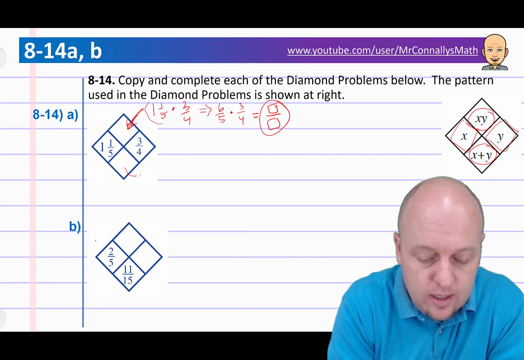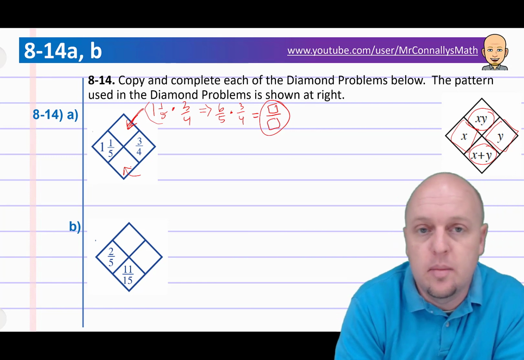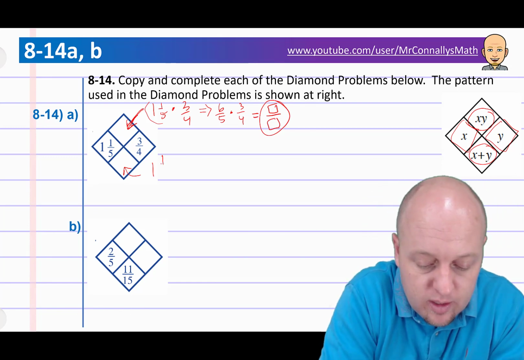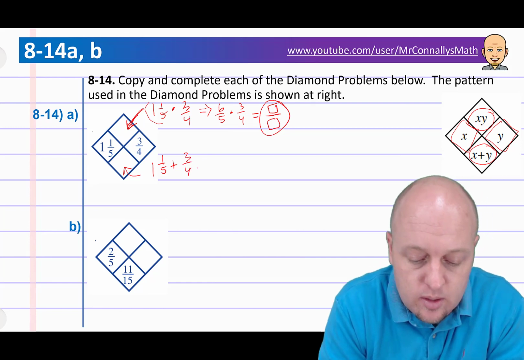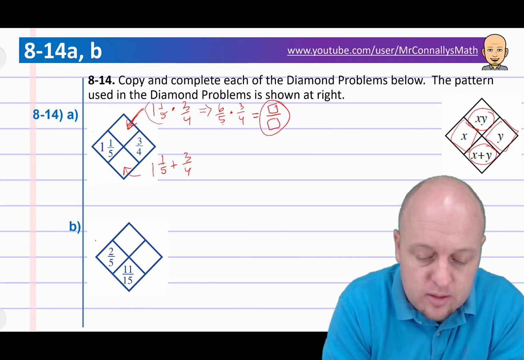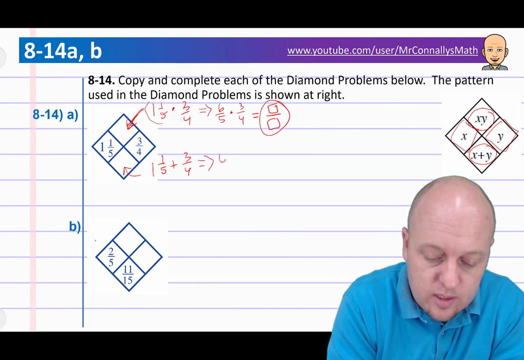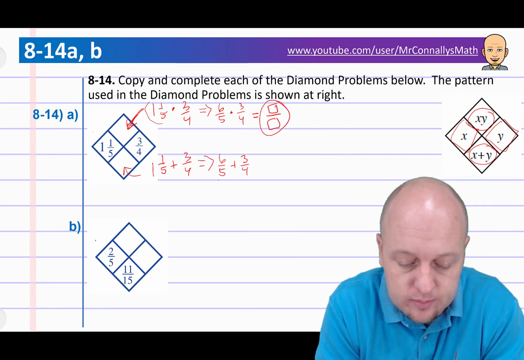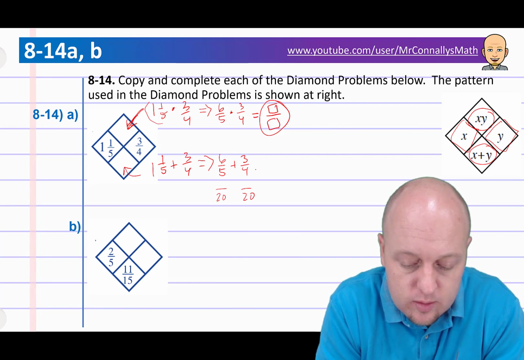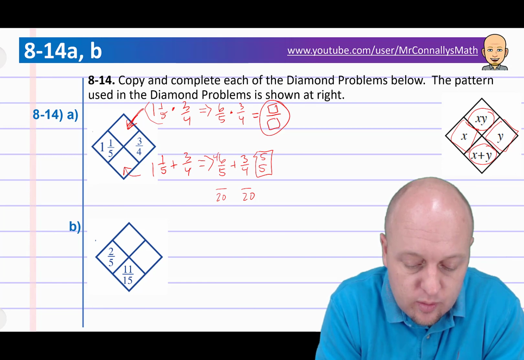And then this number right here will be the sum of those two numbers. So it will be 1 1/5 plus 3/4. Okay, so let's make this easier and just turn them into 6/5 plus 3/4. Okay, now we can just add them together. So common denominator of 20. So this will be times 5/5. And this will be times 4/4.